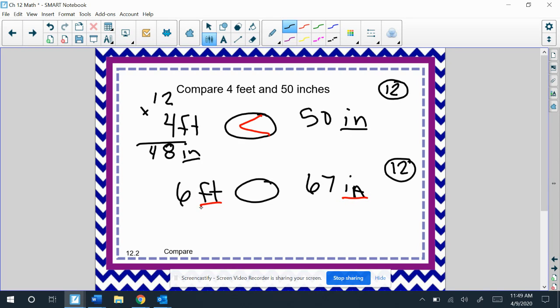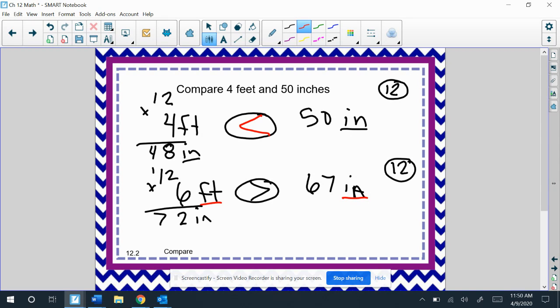This is in feet, and this one is in inches. Will they match? No, I need to change that. I am going to multiply by 12. Well, 6 times 12. 6 times 2 is 12. Regroup my 1. 6 times 1 is 6, plus 1 more is 7. 72 inches. Now, I have them both in inches, and I can compare. Which one is larger, 72 or 67? 72 is larger.